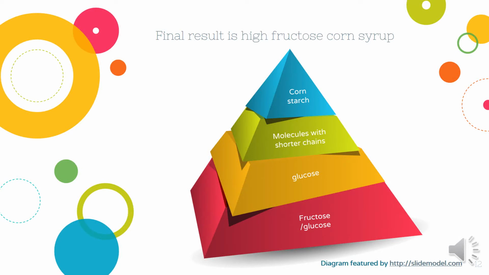Okay, and this is another summary of the diagram. The final result is a high fructose corn syrup. This is the final product, but we started from the top of the pyramid, the cornstarch, and then molecules with a shorter chain, and then glucose. Half of the glucose gives us fructose, and the other half remains as it is, and this gives us a high fructose corn syrup.